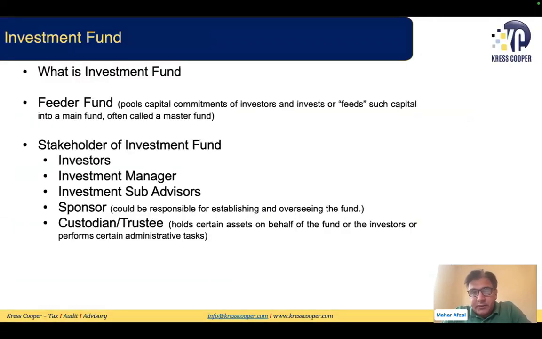Investment fund, we have already discussed in our previous webinar what an investment fund is. An investment fund is a fund where people are pooling their resources and hiring an investment manager. The fund is making investments, and from the investments they are getting a return. Then it is being distributed among the investors.